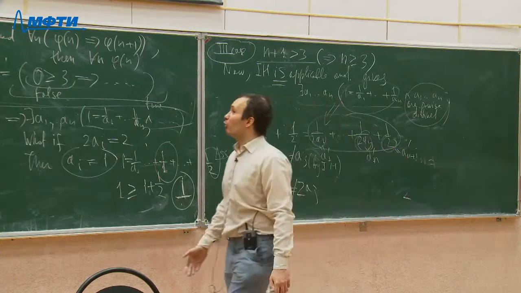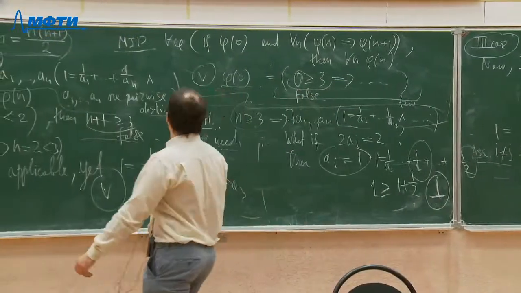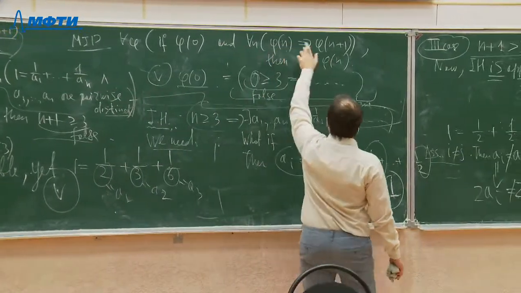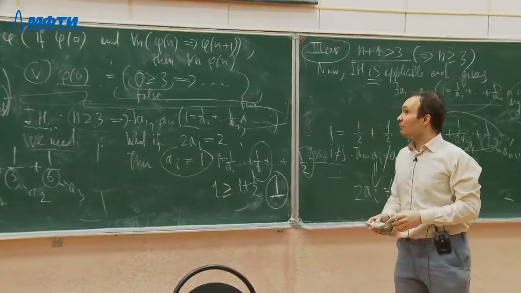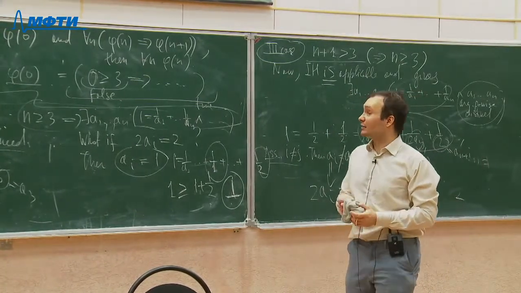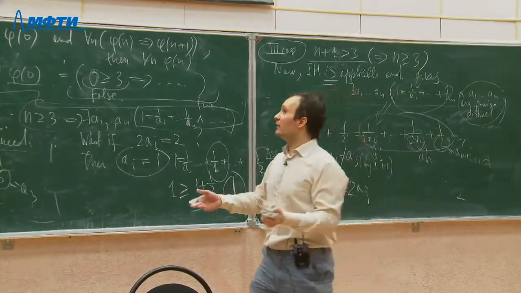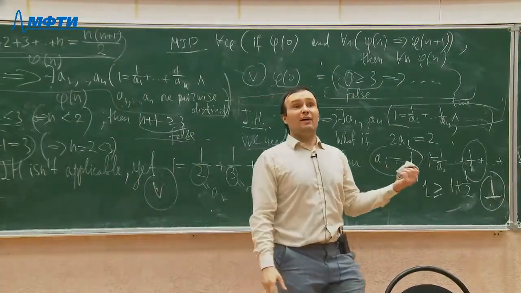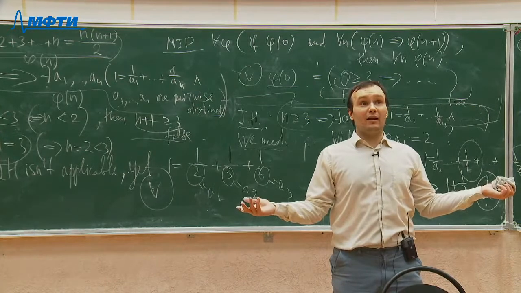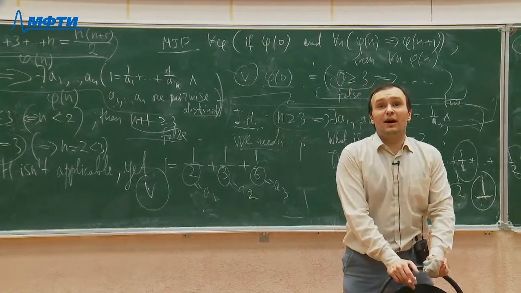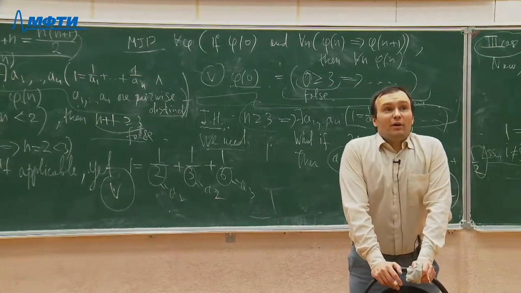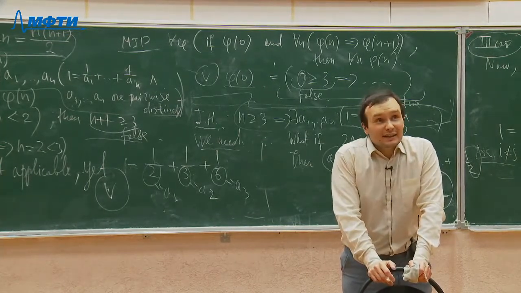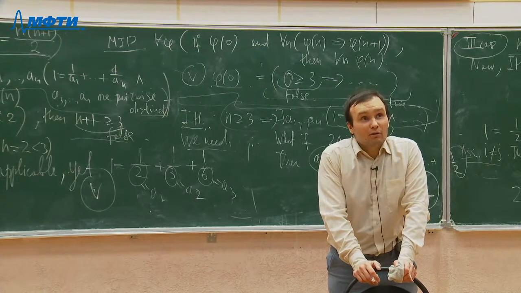So I have proved both that this holds for 0, and for every n, if it holds for n, it must hold for n plus 1 as well. Then my statement, my implication, is true for every natural number n. So for every natural number greater or equal than 0, I have such a representation of 1. Is it clear? No?